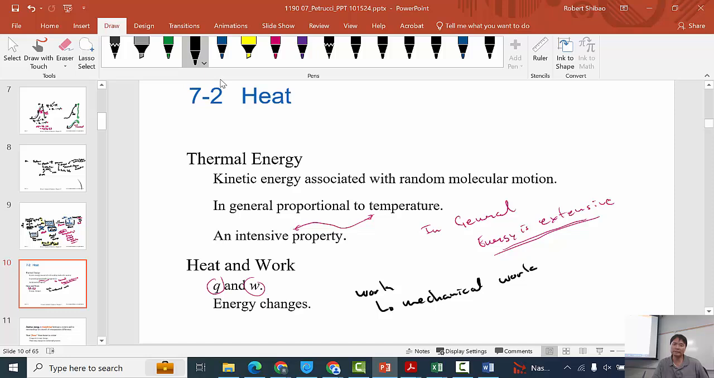Or a bicycle. But we have other types of work, too. The other type of work is electrical work, etc.